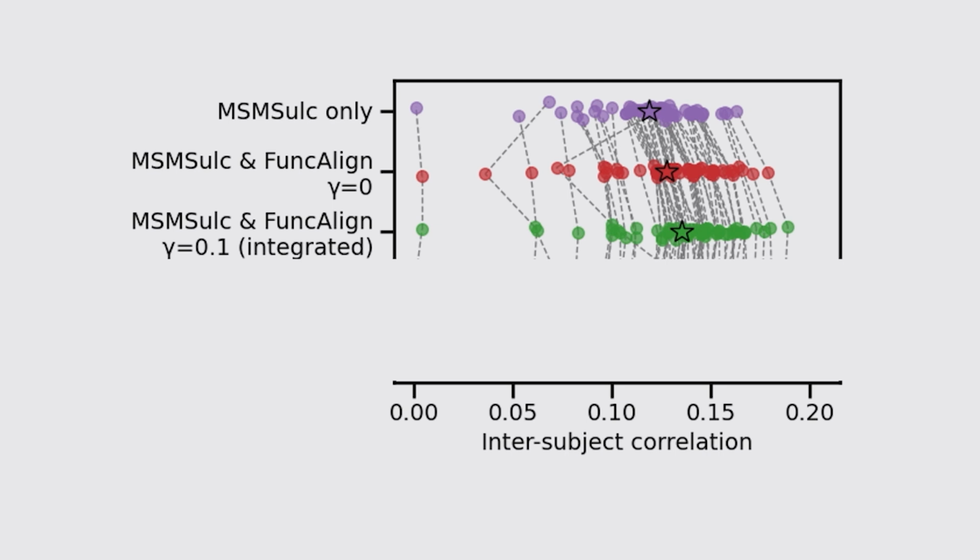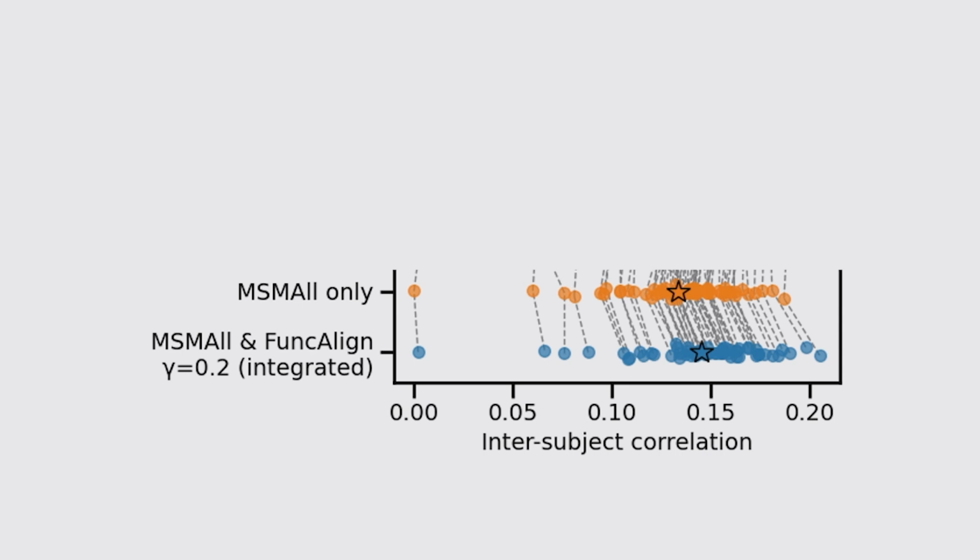So you might say, this is all well and good, but you really shouldn't be comparing to MSM-Sulc. You should be comparing to MSM-All. So we tried that out. And what you can see in orange is MSM-All only, and in blue, what happened when we stacked the new integrated alignment method on top of MSM-All. And what you can see here is that for almost every single individual, the inter-subject correlation was improved using the stacked integrated alignment.